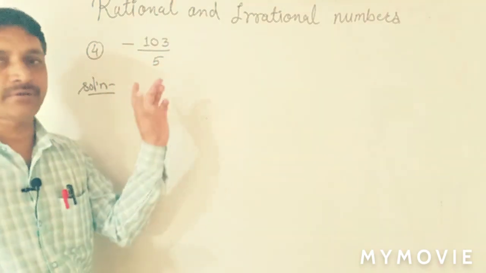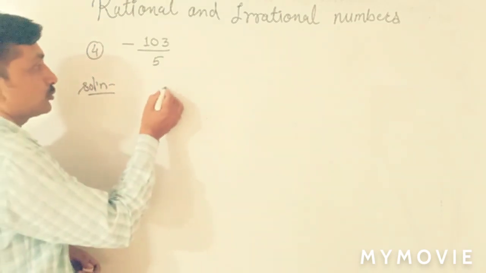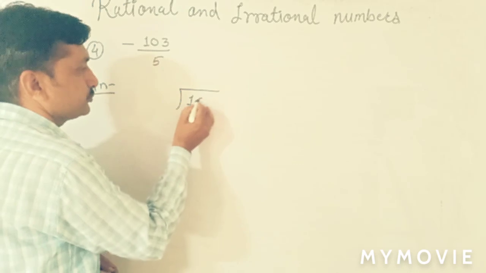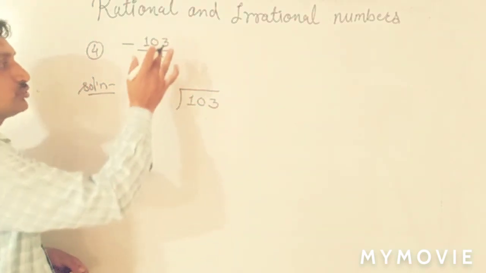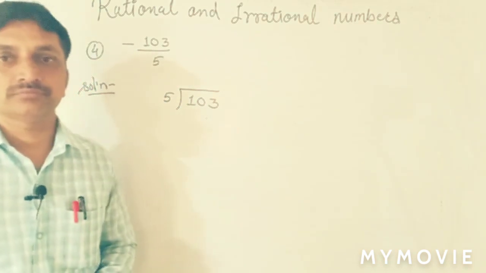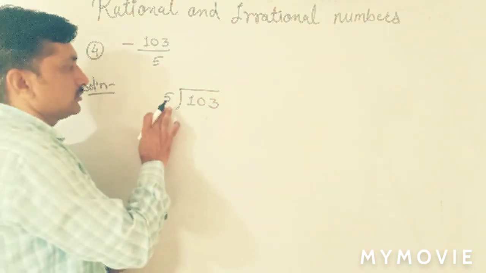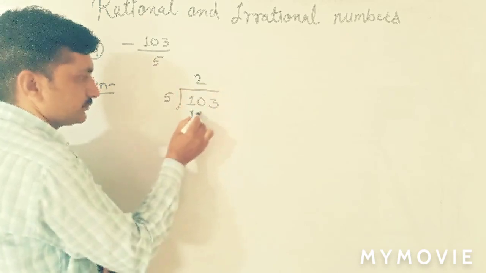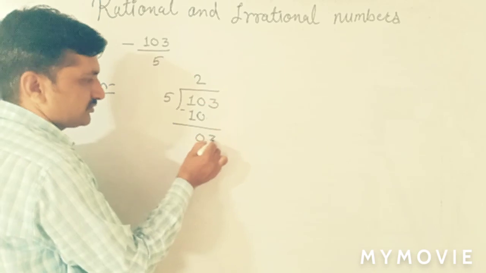Minus 103 divided by 5. The number is negative, but no problem. When we solve, take that number as positive and in the answer give the negative sign. 103 is the numerator and 5 is the denominator. Dividend, divisor. Let's divide 103 by 5. 5 2s are 10. Here 0. Next number is 3.